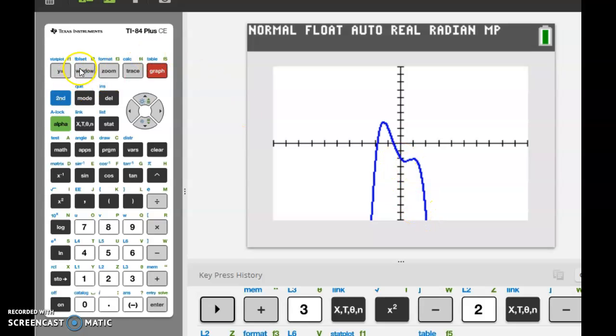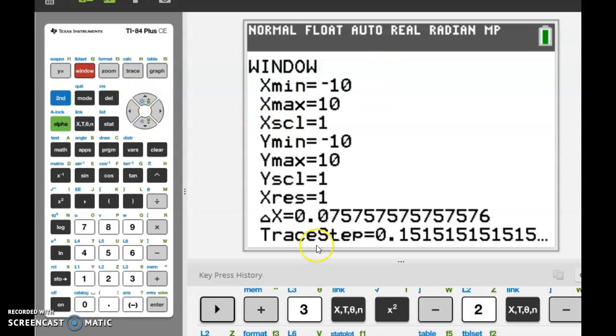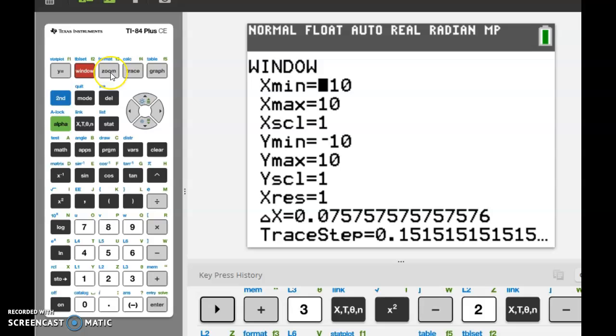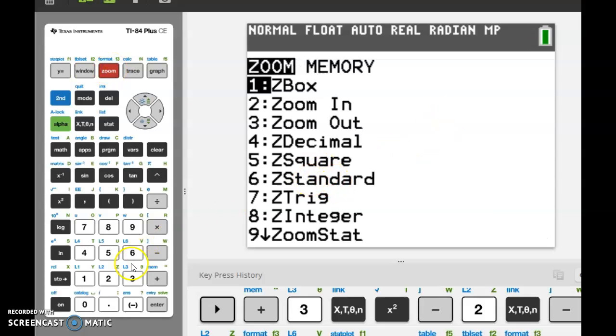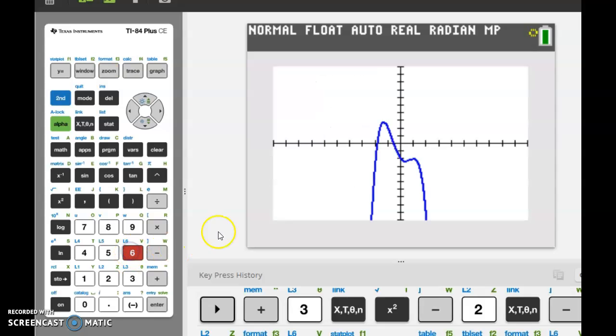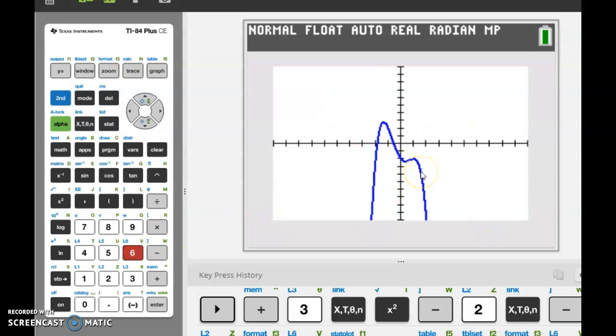And by the way, you can change your window to fit the screen. This is how you change it to move to the left, to the right, up or down. And if you ever get lost, you can always go back to the home screen by hitting Zoom 6, the standard window. And then I'll draw it again for you.